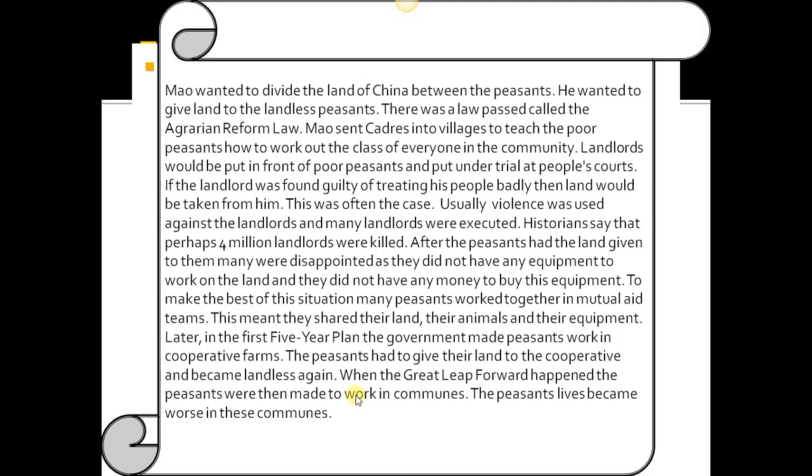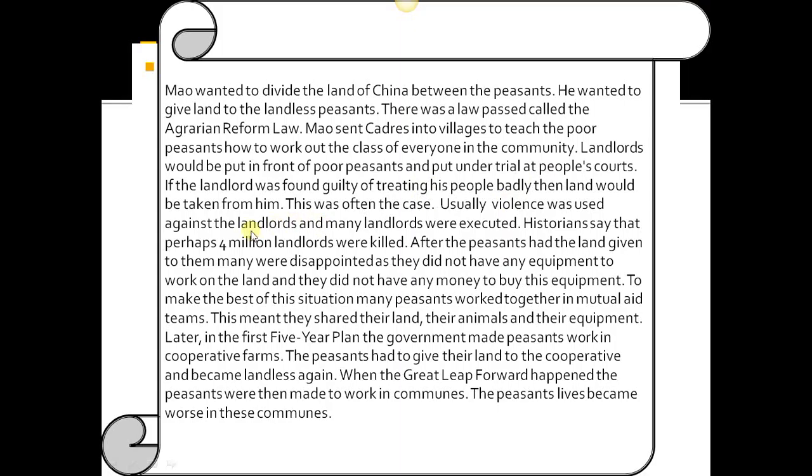Okay, so it's a 4-mark question, so you wouldn't be expected to write probably as much as I have, but I'm hoping, because they've said describe, I would advise that you would need to get in certain buzzwords to prove to the person who's marking your paper that you know what you're talking about. So an important one here is there was a law passed called the Agrarian Reform Law. There was also cadres were sent into the villages. We can also see the words people's courts.